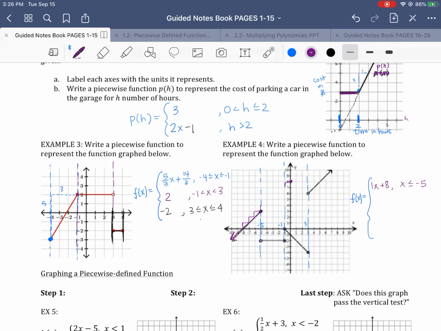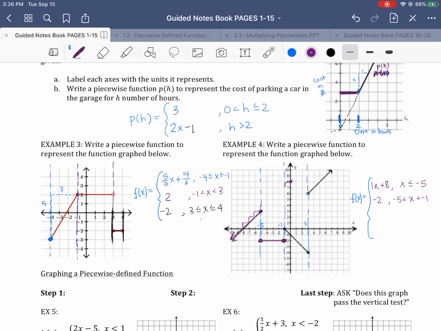So our next piece here has an open circle and then goes over here to an open circle. I hope that guy's open. Oh, but I made it look closed. So this guy is a flat line at -2, and this is when it's -5 open. So between -5 and -1. Then you have your next piece.